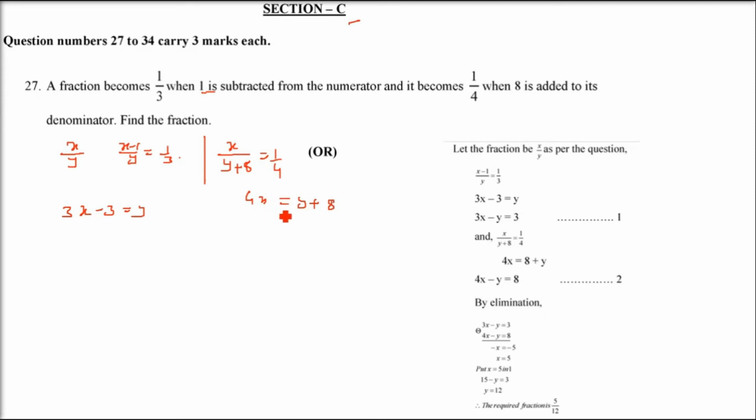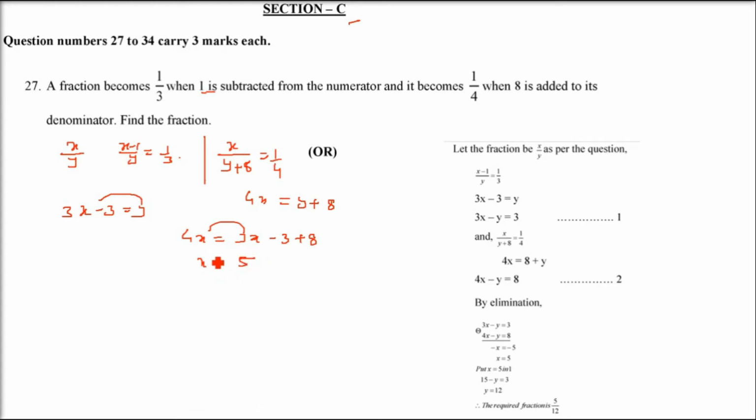Now you can put y as 3x minus 3 in here, right? So I am replacing this y as 3x minus 3. So 4x will be 3x minus 3 plus 8, and this is going to be 4x minus 3x is x, and this is 8 minus 3 is 5. So x equals 5. X is 5.